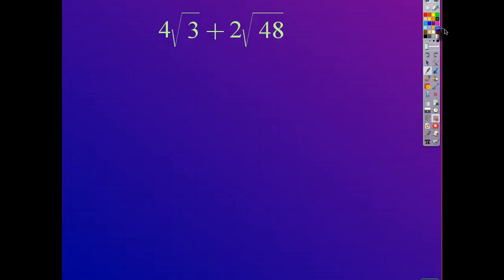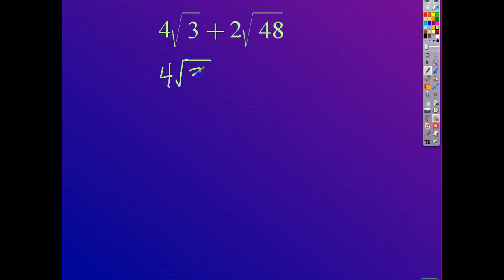All right. Hopefully what you did is you looked at this thing and you said, okay, this can't be simplified. But you looked at this one, and I'm hoping you look at this and say, well, I bet this is going to end up being radical 3, right? So what times 3 would be 48, and you'd see that would be 16.